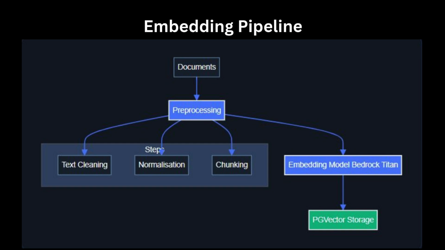Embedding pipeline. The embedding pipeline processes raw documents by cleaning and normalizing text, splitting it into chunks, generating embeddings, and storing them. Each chunk is converted into a vector and stored along with metadata. This pipeline runs during ingestion and whenever documents are updated.